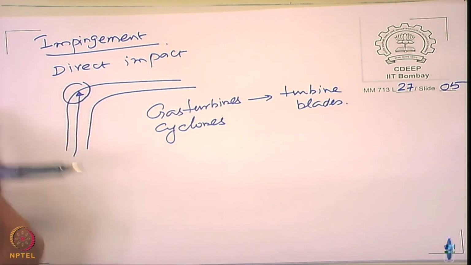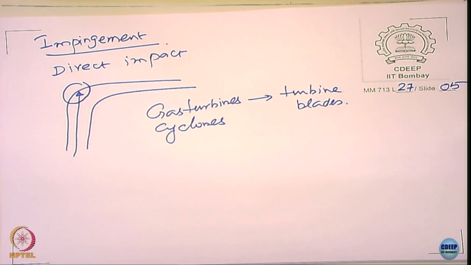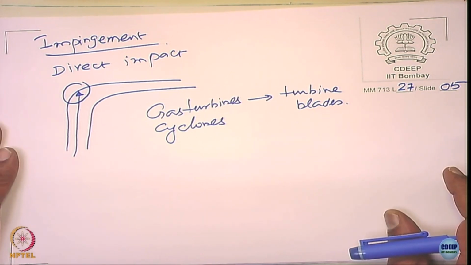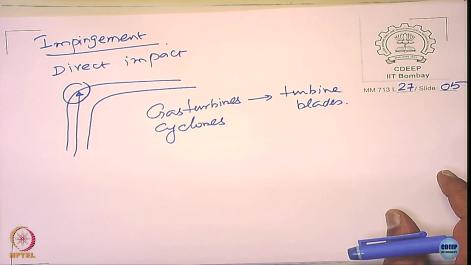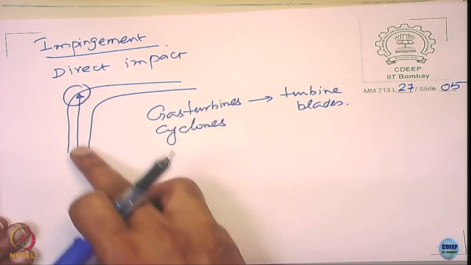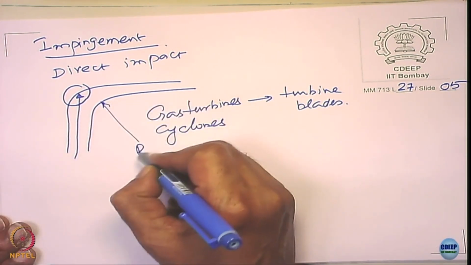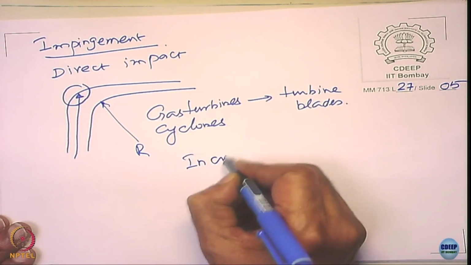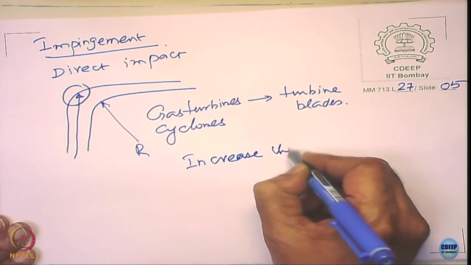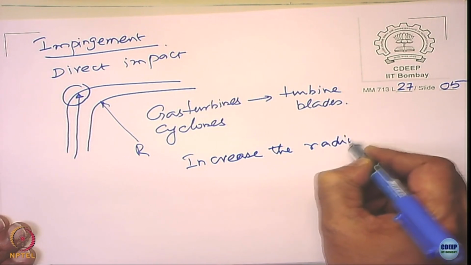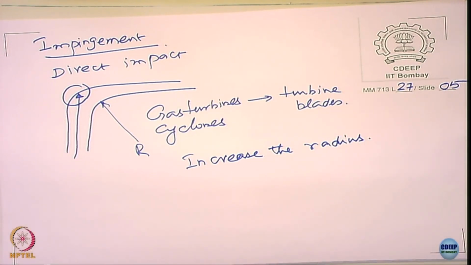In some cases you can change the design and improve upon it, but there are cases where you can't change the design everywhere. But where it is possible, we can change the design. For example, one way is to increase this radius. When you increase the radius, what happens? You will have less impact, and less turbulence can occur.